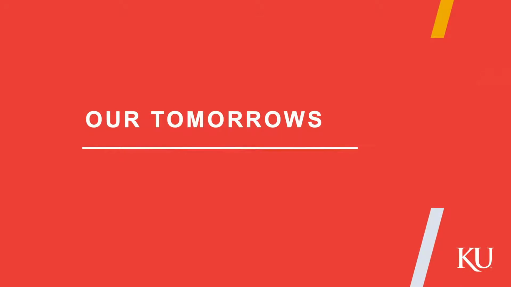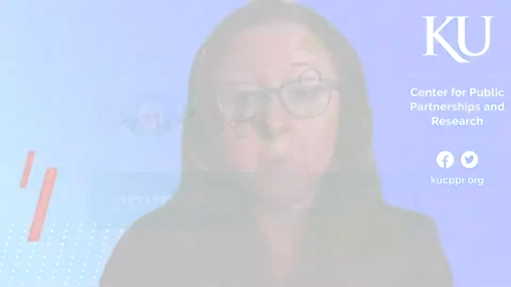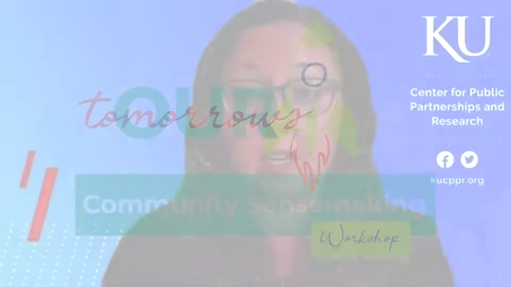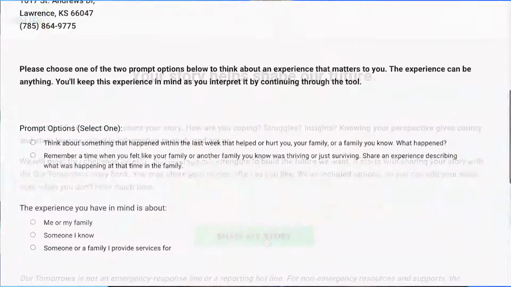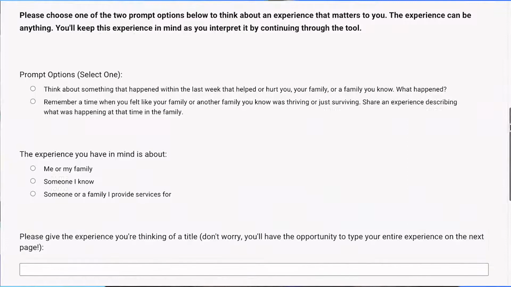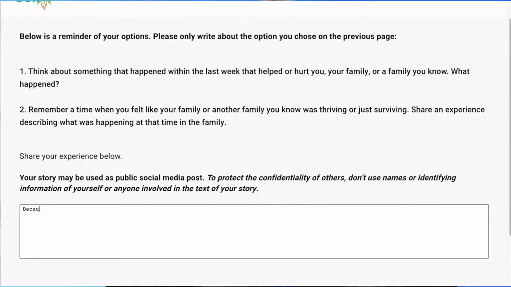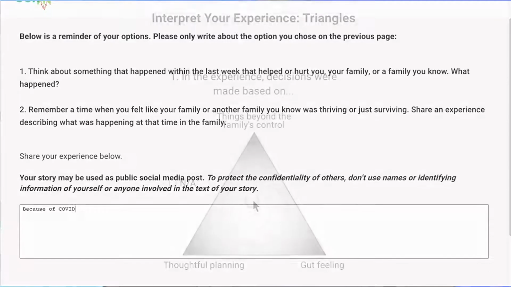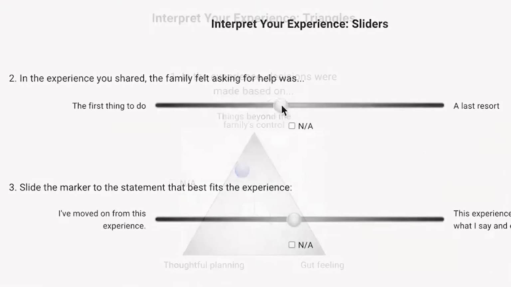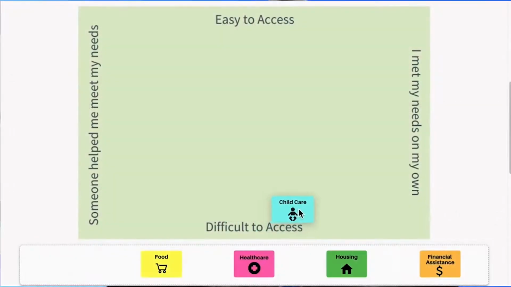So another approach that we used is a tool and an approach that we call Our Tomorrows. And Our Tomorrows is a story collection process that allows the storyteller to code their own story rather than the researcher doing thematic analyses. The storyteller actually answers a series of questions in the form of triads and dyads and canvases to help understand what are the patterns, what are the emerging trends coming from not just individual stories, but the collective of stories. In 2019, we collected over 2,000 stories from people in the state of Kansas.